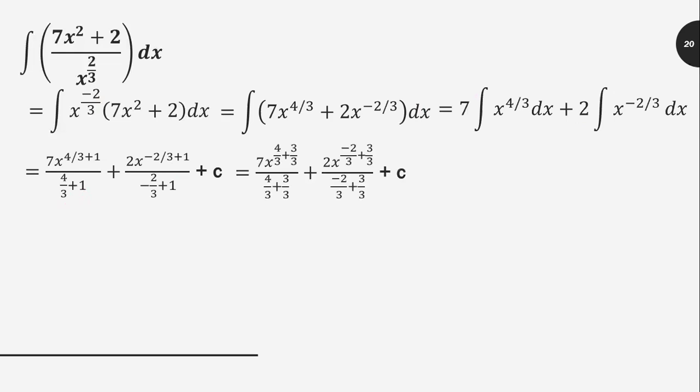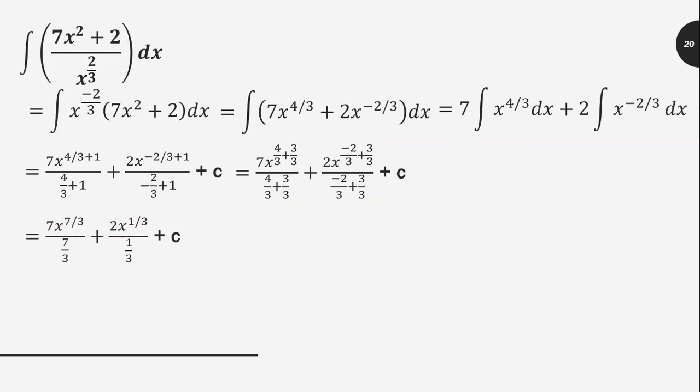Next, simplify. We can add 3 over 3 here and 3 over 3 there. And simplifying, 4/3 plus 3 over 3 is 7 over 3, right? Over 7 over 3. Then this becomes 1 over 3 over 1 over 3. Okay, so it becomes like this: 7 over 3 and 1 over 3.